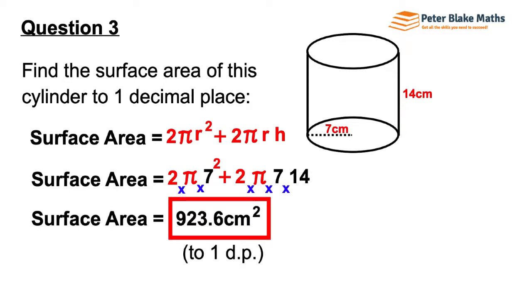And we can do a final calculation there of 923.6 centimeters squared. The question asks for 1 decimal place. We started off with centimeters, but we're finding an area, so we need square centimeters for our units.